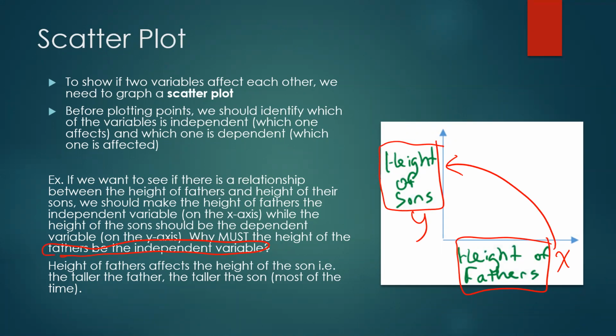Let's say I have a son. If my son is tall, that doesn't mean that I will automatically change, right? That's not how it works. The height of the father will affect the height of the son, not the other way around. Just because the son is tall doesn't mean that the father will all of a sudden start growing. It doesn't work that way, right? So this is an example of when it is extremely important that you understand the difference between independent and dependent variables.